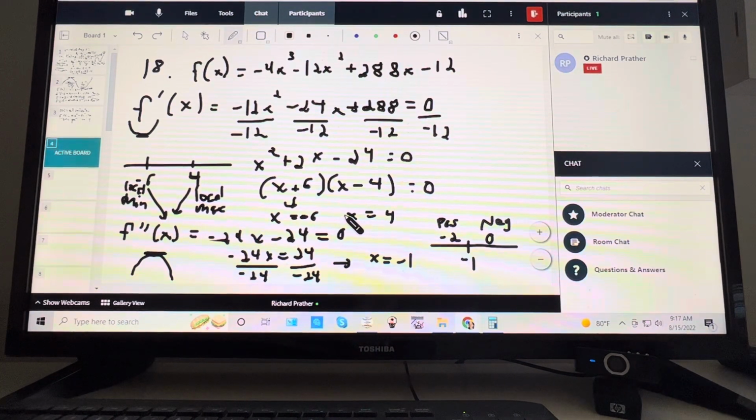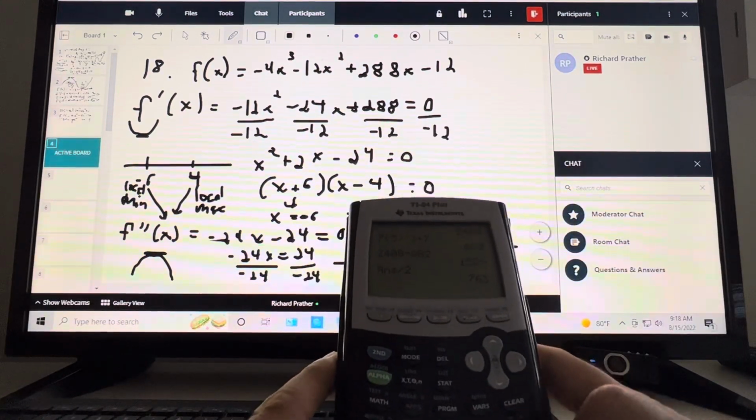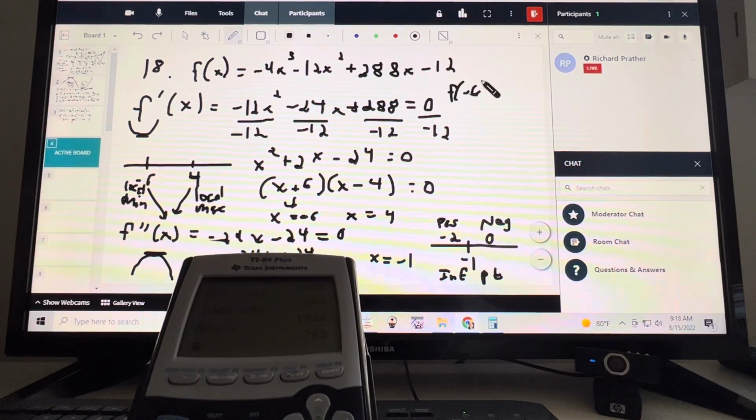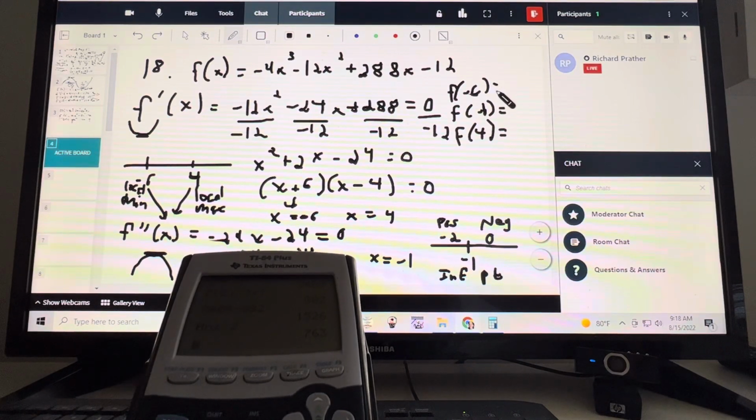Okay, so that means I know 3 things. I know that there's a local minimum at -6, there's a local maximum at 4, and there's an inflection point at -1. And then I can get the y value of all 3 of those. And since the original function has large values, I would just put it in here. I'm going to do f of -6, f of -1, and f of 4 to get the y value of these 3 things. And we're plugging this into the original function.